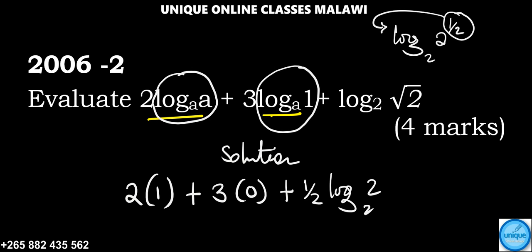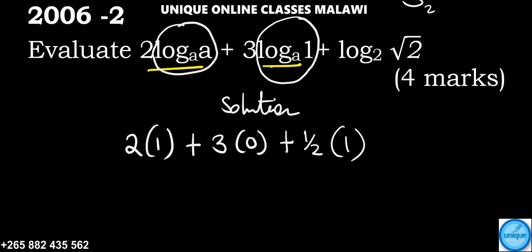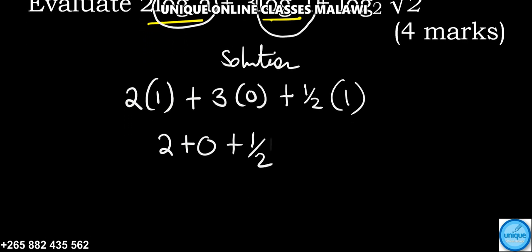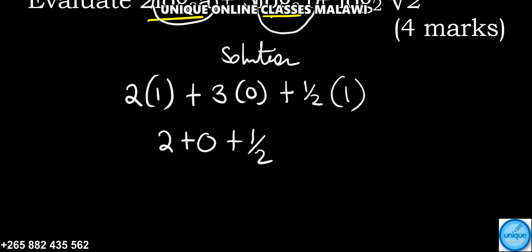You see, this also is 1. So we can put it there, 1. So 2 times 1, that's 2. Then plus 3 times 0, that's 0. Then plus half times 1, that's half. So it's just a matter of adding 2 and a half into a single number. So it's like 2 over 1, plus 1 over 2.